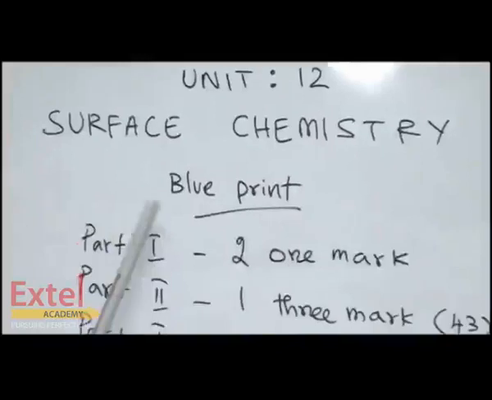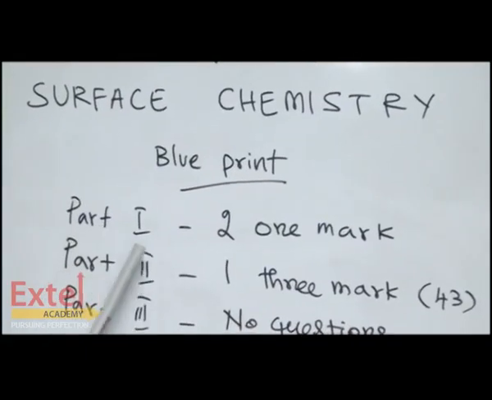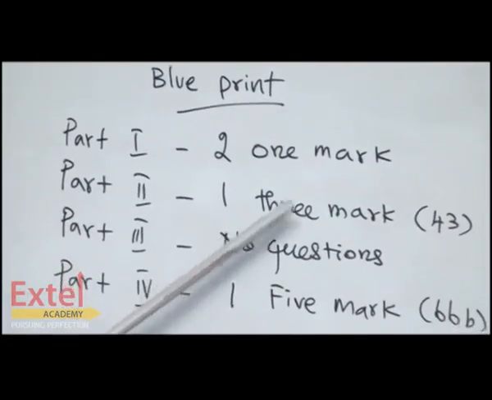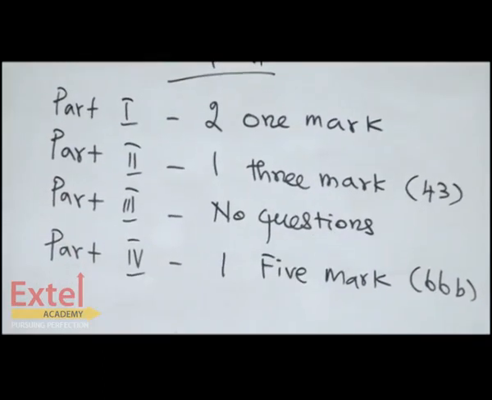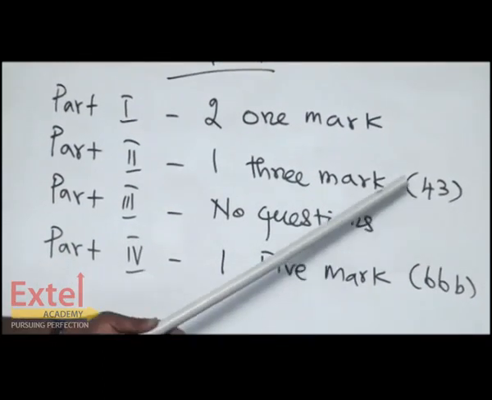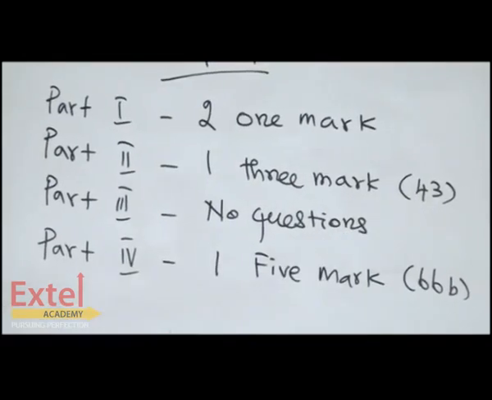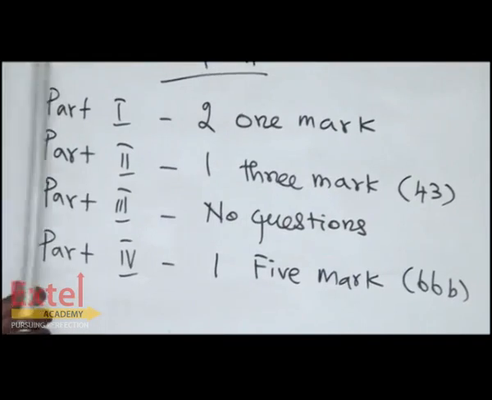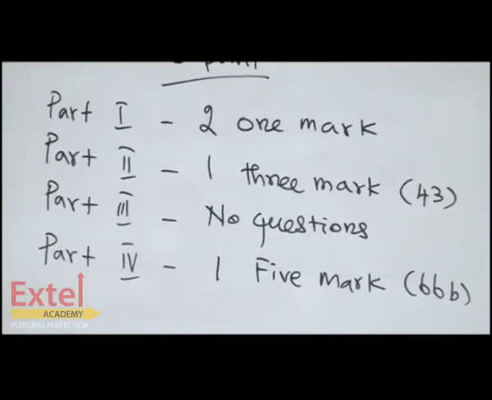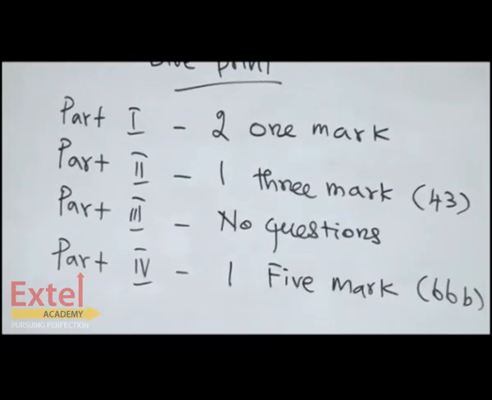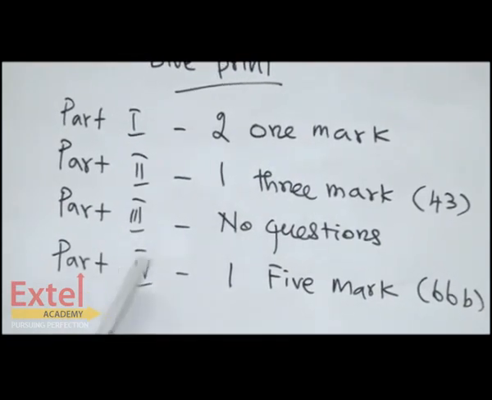Unit 12, Surface Chemistry, Blueprint. Part 1 has 2 one-mark questions. Part 2 has one 3-mark question, question 43. That is the 43rd question from your text that will be asked from this chapter, Surface Chemistry. Part 3 has no questions. No question will be asked from this chapter.